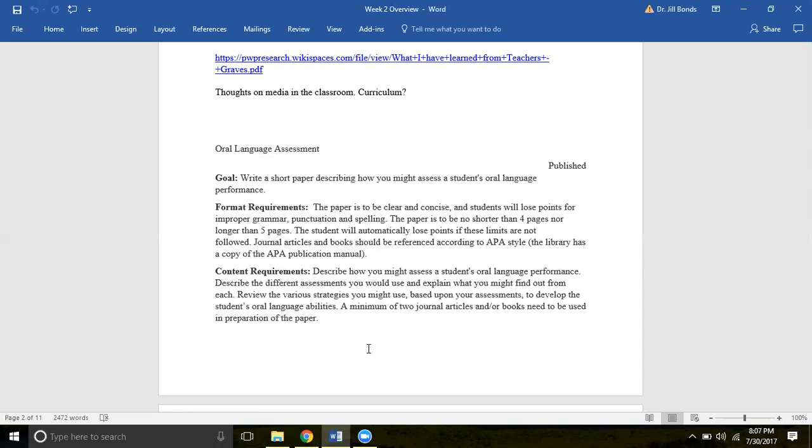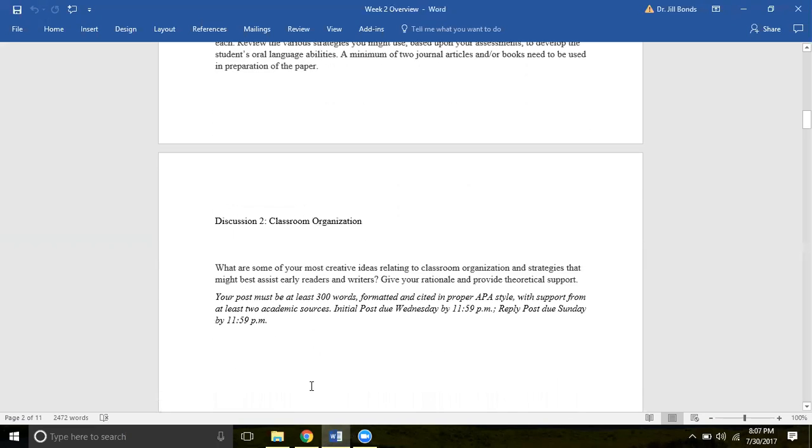The content requirements are to describe how you might assess a student's oral language performance, describe the different assessments you would use, and explain what you might find out from each. Review the various strategies you might use based upon your assessments to develop the student's oral language abilities. A minimum of 2 journal articles and/or books need to be used in preparation for the paper.